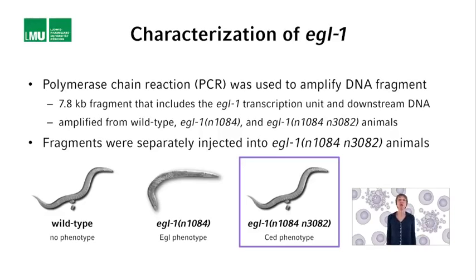Remember, N1084 N3082 animals are no longer egg-laying defective, but they have acquired a general block in apoptosis, a Z phenotype. By using this genetic background, I could test the PCR fragments and the BH3-only transcription unit in particular for their ability to rescue the Z phenotype caused by N3082. What was the phenotype of N1084 N3082 animals carrying the 3 different fragments?